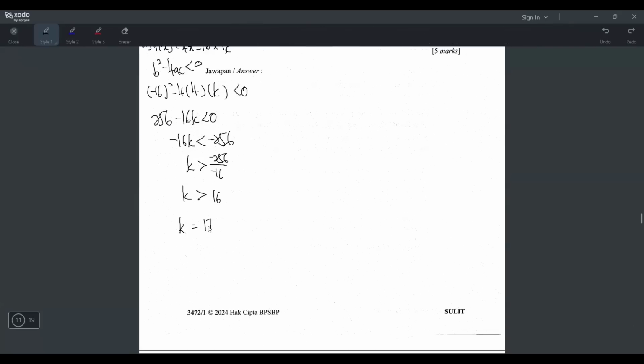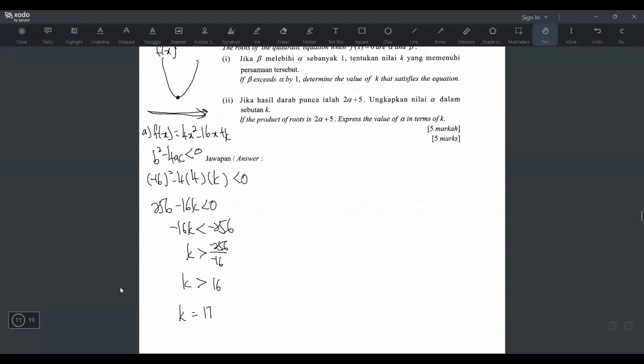16 cannot be taken because there's no line here. If there's a line here, then you can, it means 16 is included in your answer. But if they never put a line here, the smallest value you can take is 17. I mean the smallest integer. Yes, the smallest integer you can take is 17. 18, 19 are also bigger than 16, but we don't take those because they want the smallest value.